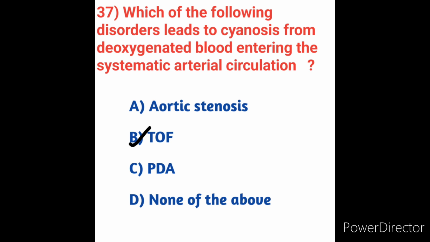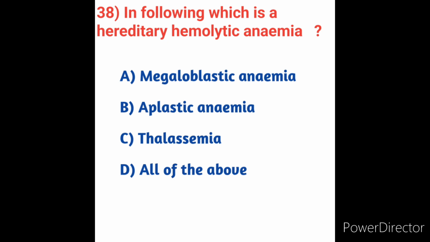Next we will move on to question number 38. Which of the following is a hereditary hemolytic anemia? We will see the options. Option A, megaloblastic anemia. Option B, aplastic anemia. Option C, thalassemia, the most common form of hereditary non-spherocytic anemia.